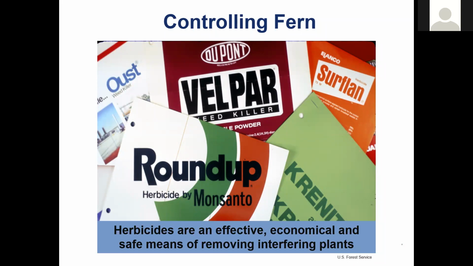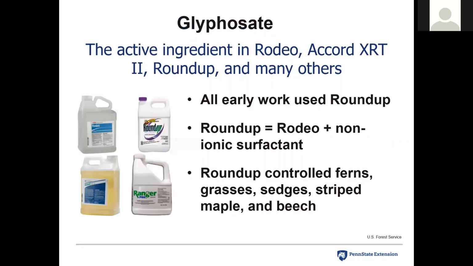Prescribed burning was the same way. They actually found it promoted fern development. So where they landed was on the use of herbicides, and they found that herbicides were effective, they were economical, and they were a safe means of removing interfering plants, not just fern, but many of the other interfering plants that we spoke about earlier, particularly in areas that are impacted by deer. And they focused on a number of different herbicides, but ultimately landed on glyphosate.